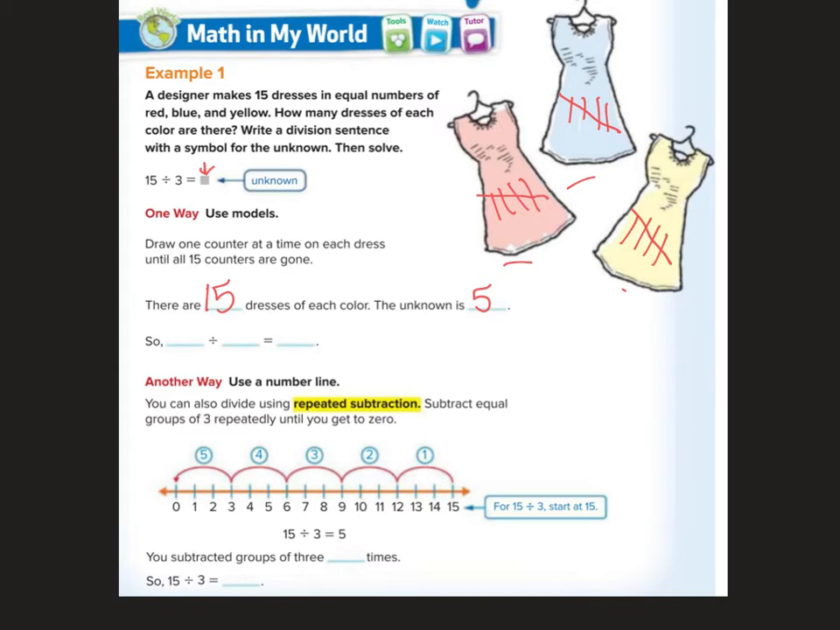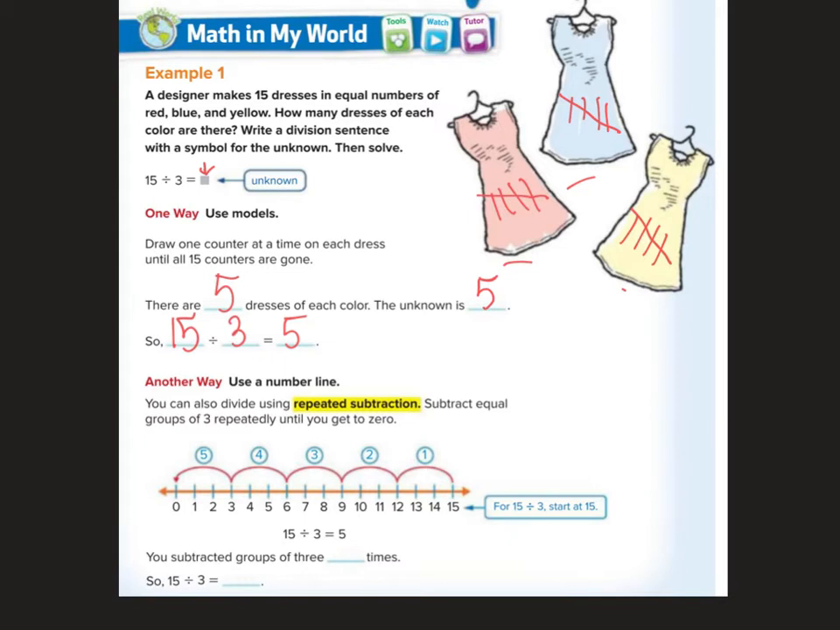there are 5 dresses. Let's read the whole thing. There are 5 dresses of each color, so the unknown is 5. So 15 divided by 3 colors is 5 of each color.